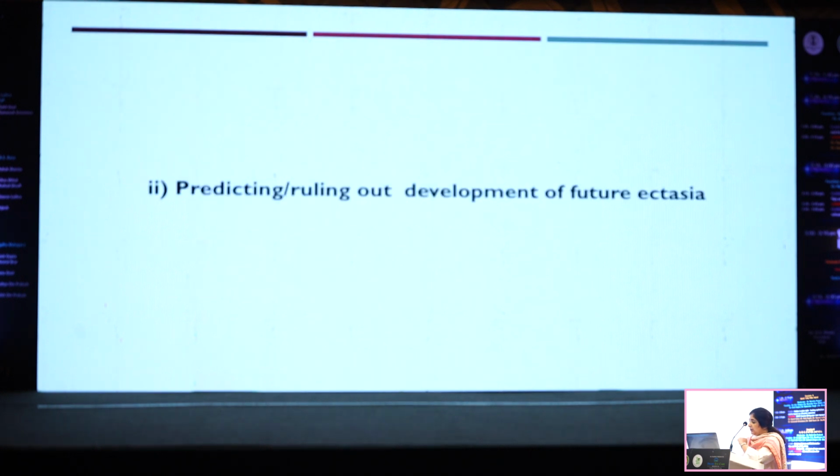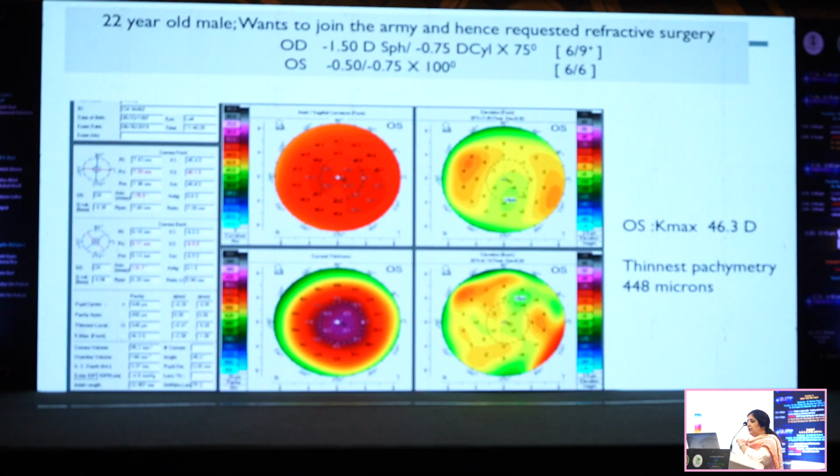So that's one use. The second is predicting or ruling out development of future ectasia. For example, this is one of our patients. He's a 22-year-old male and he wanted to join the army and requested refractive surgery. Now a very small refractive error, K-max is within the normal limits, 46.3, but the pachymetry is 448 microns.